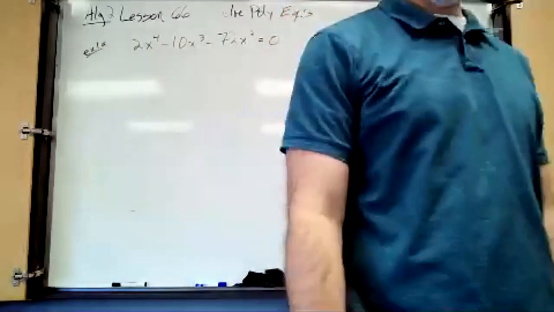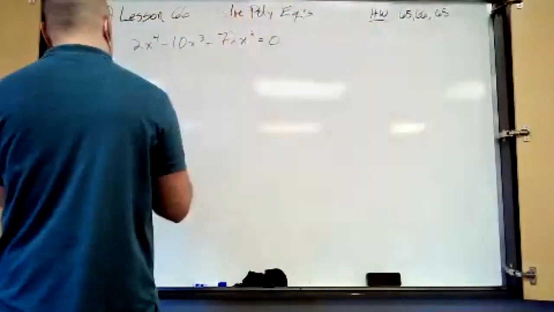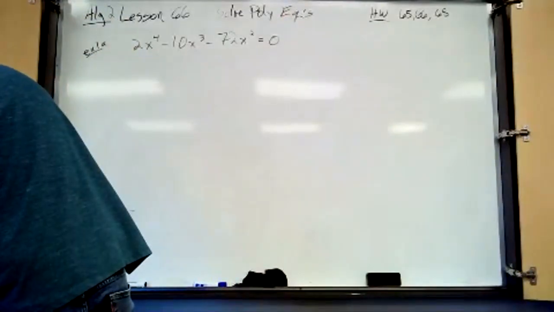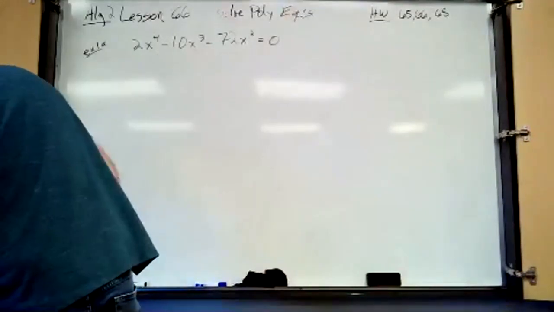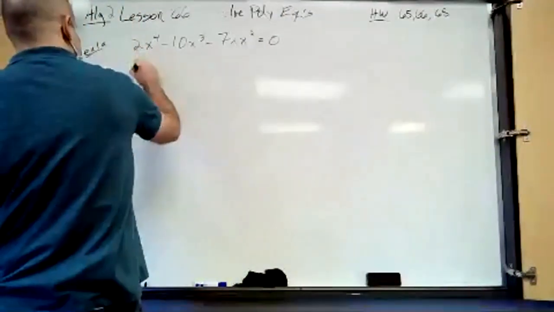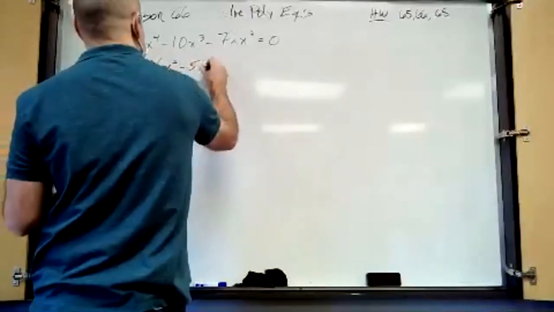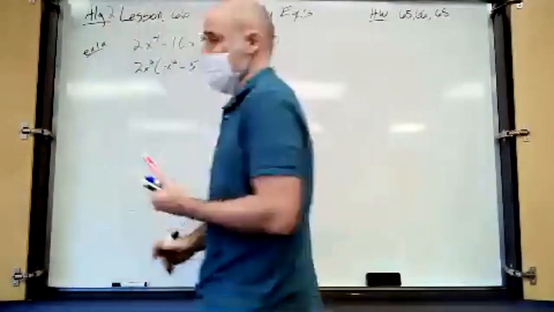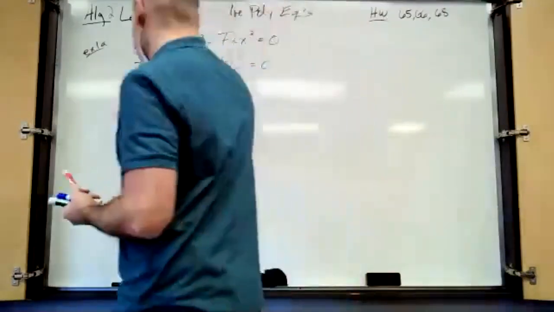Can't you just take out 2x squared from each of them? Yes, you can take out a 2x squared from both of them. Okay, so if you take out a 2x squared, you're left with 2x squared times x squared minus 5x minus 36 equals 0. So far, so good? All right, and then look, this is factorable. Can you see it? How does it factor?